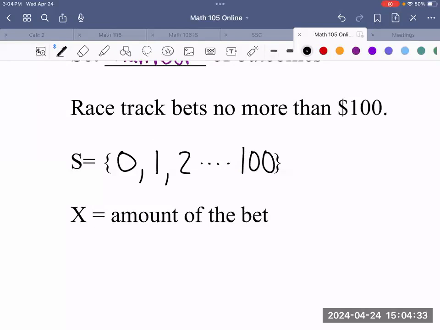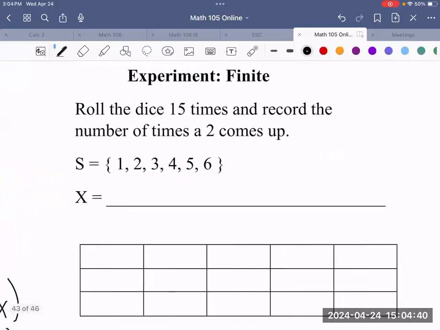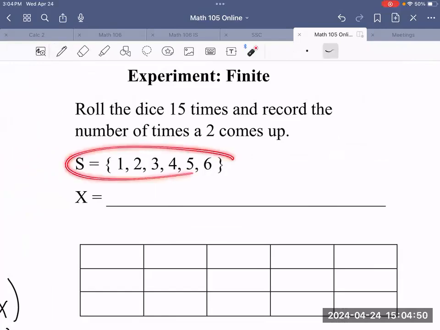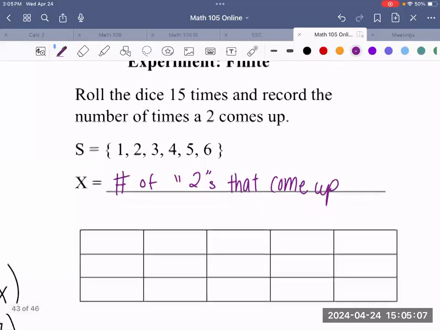In this case, X would be the amount of the bet. If we're talking about an experiment with finite, I would like you to roll the dice 15 times and record the number of times a 2 pops up. Again, you have your sample space, and in this case, X is the number of 2s that come up in your 15 rolls.